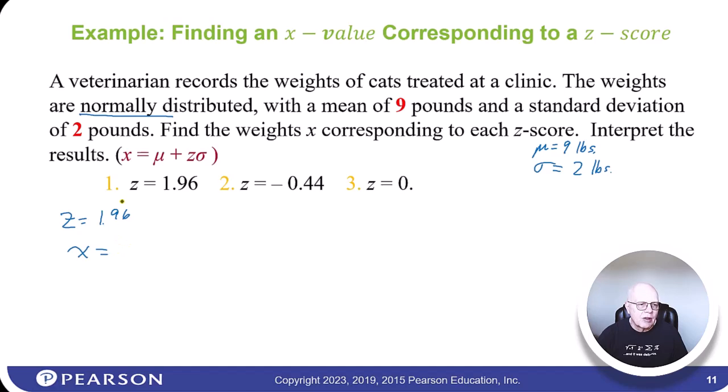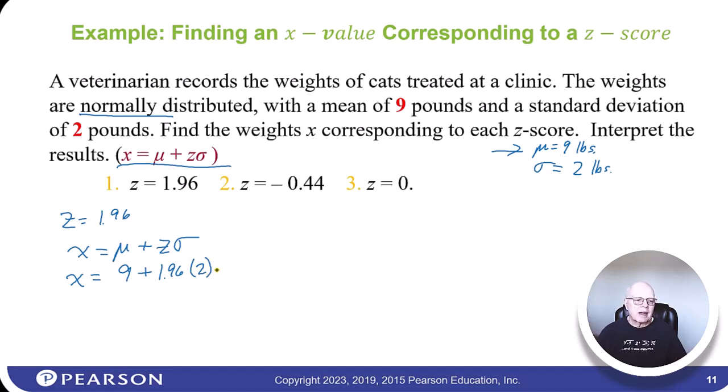How do we find x? Well, up here, we take the mean and add the z-score times the standard deviation. So just fill in the blanks. X we don't know yet. The mean up here is 9, so put a 9 in there. The z-score was 1.96, and the standard deviation was 2. Job for the calculator. In fact, if your calculator was broken, you could still do this. Multiplying 2 times 1.96, adding 9 to that will give you your x value.